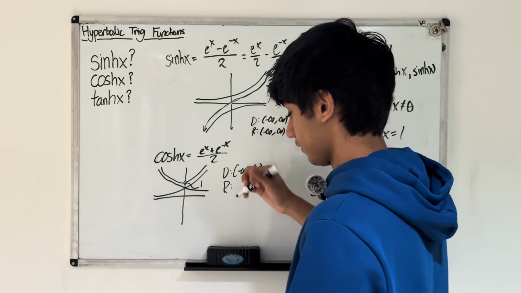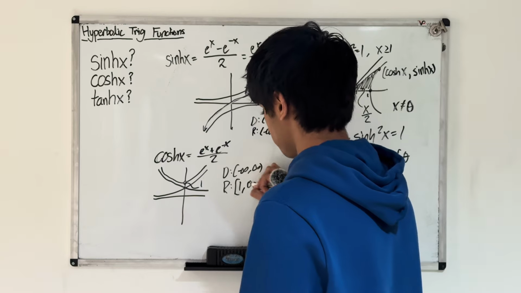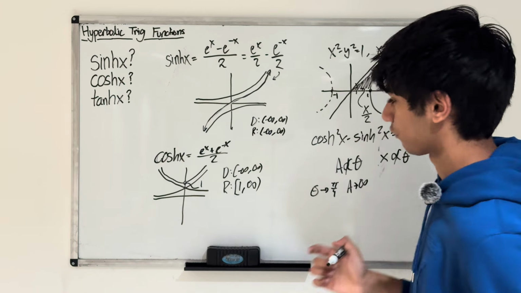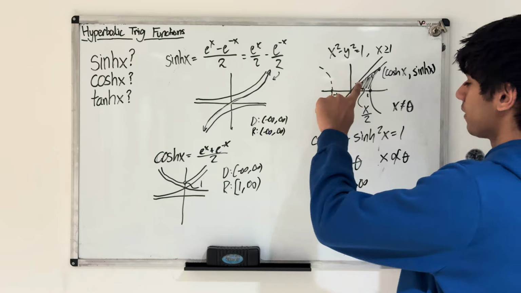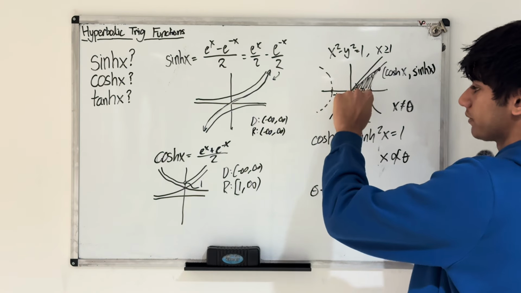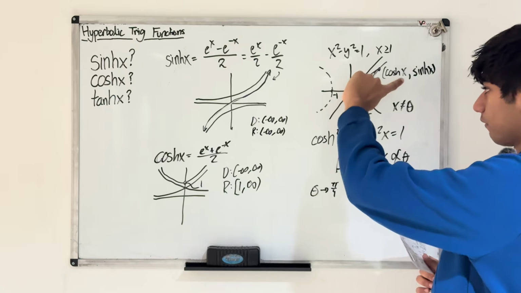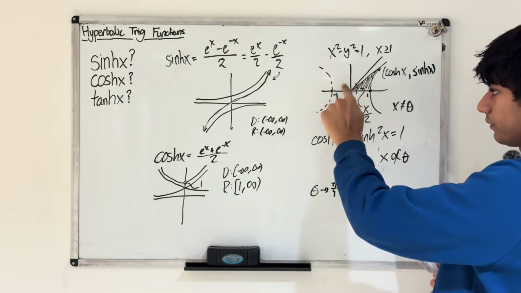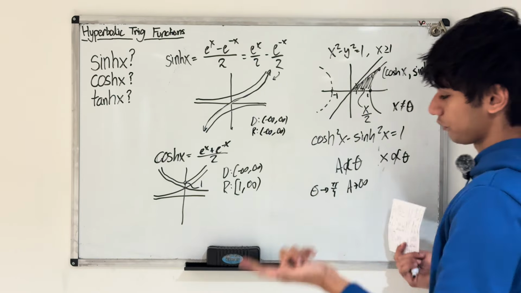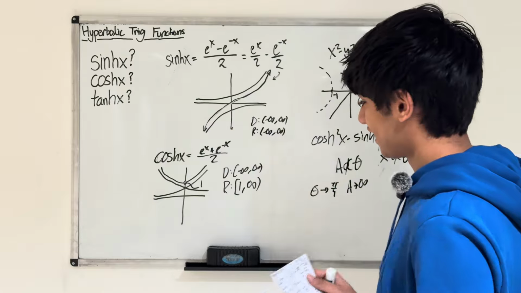Because we can have 0 to infinity. Which should make some sense graphically, right? Because if you look at our graph of cosh of x, the smallest value it reaches is here, 1. The cosh goes from 1 all the way to infinity. So that's the smallest value it reaches.